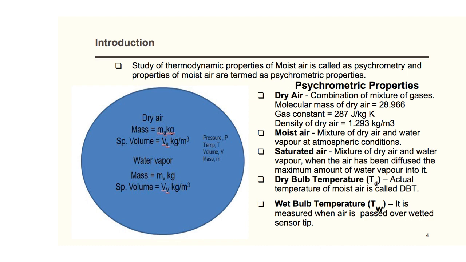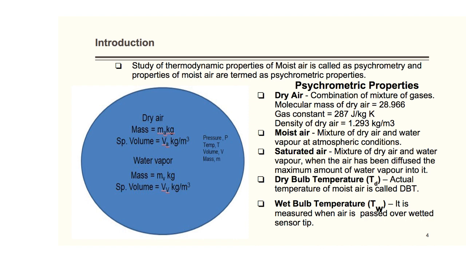Here we have considered a fixed volume of environmental air which consists of two elements, dry air and water vapor, and we have named its specific volume and mass, etc. So before going to the psychrometric properties, let's see what dry air and moist air are.